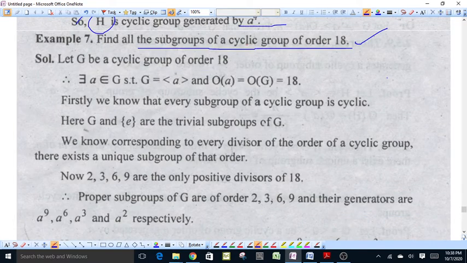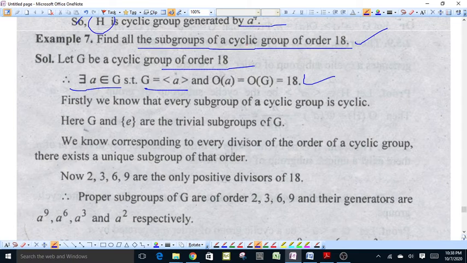Order of group G is 18. Therefore there exists an element A of G such that G is generated by A, and order of A is equal to order of G, which is equal to 18.